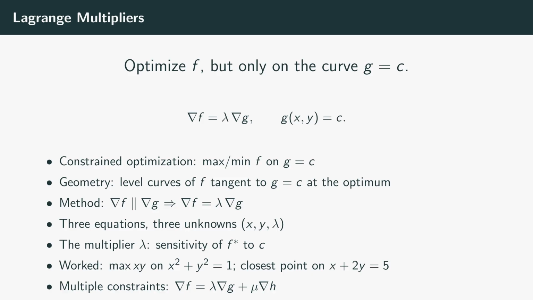The condition, due to Lagrange in 1788, is one of the most elegant equations in all of calculus. At every smooth constrained extremum, the gradient of f is parallel to the gradient of g. That is, the gradient of f equals lambda times the gradient of g for some scalar lambda. Together with the constraint equation, that's three equations and three unknowns, x, y, and a scalar lambda itself, called the Lagrange multiplier. We'll see why this works geometrically, what lambda actually means physically and economically, and we'll grind through two clean examples until the method feels automatic.